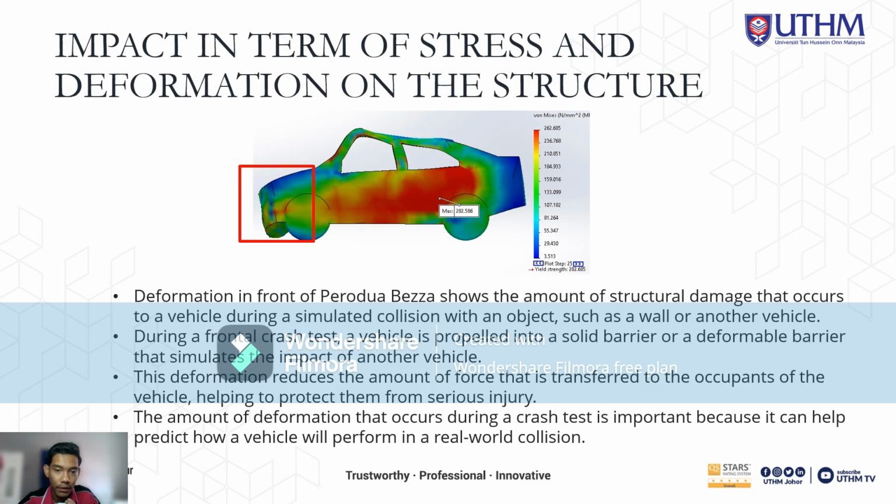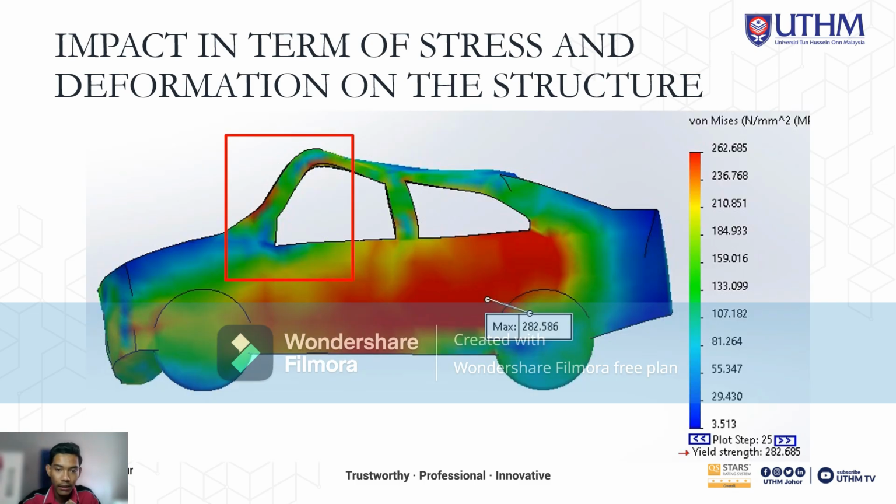If a car experiences too much deformation, it may not be able to protect its occupant effectively, and the likelihood of serious injury or death increases. On the other hand, if a car experiences too little deformation, it may transfer too much force to the occupants, resulting in more injuries. Next, the A-pillar.